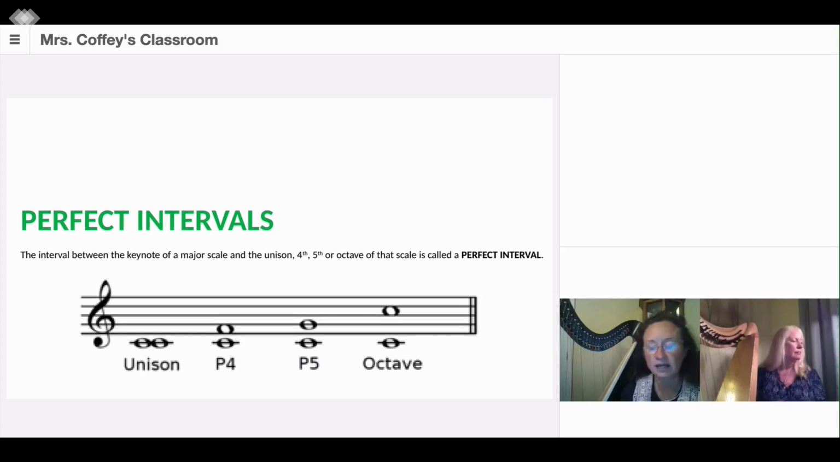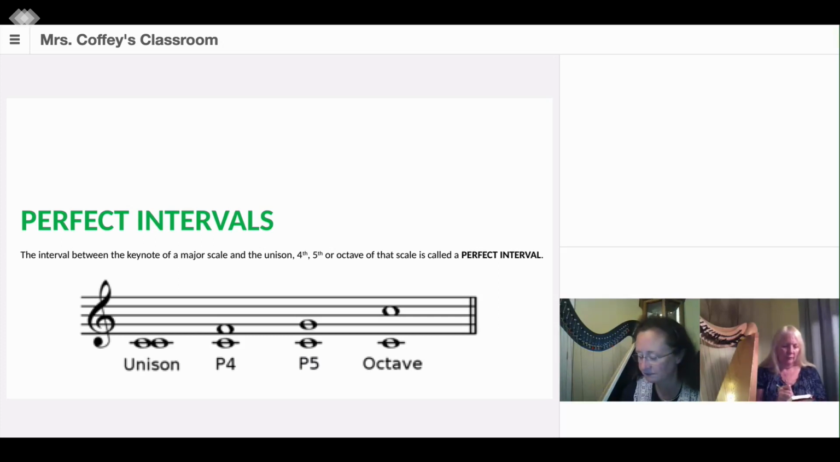The interval between the keynote of the major scale and the unison, fourth, fifth, or octave is called the perfect interval. So if you have a fourth, a fifth, or an octave, that's called a perfect interval. And partly because if you think about what we talked about last lesson, we talked about the primary chords. Yes. The 1, the 4, and the 5. Yes. So the 4 and the 5 would be your primary chords. So the fourth interval and the fifth interval, as well as the octave, are considered perfect intervals.